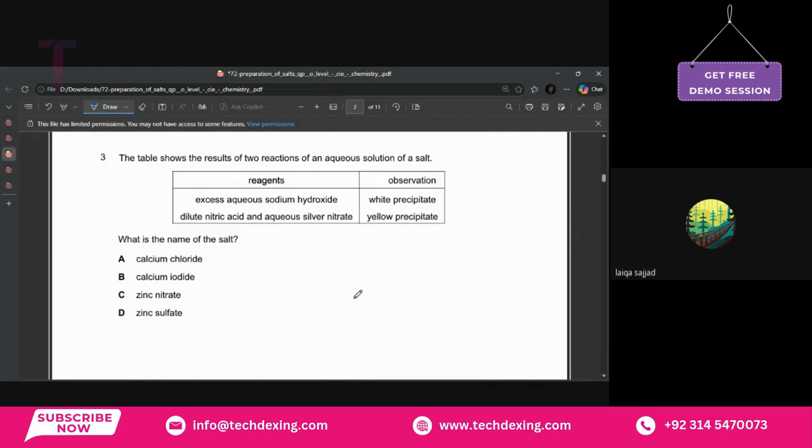What other possibilities do we have other than calcium? Can it be zinc ions? Yes, zinc ions can also react with sodium hydroxide and also form a white precipitate of zinc hydroxide. So which one will be the correct option? Calcium ions or the zinc ions?